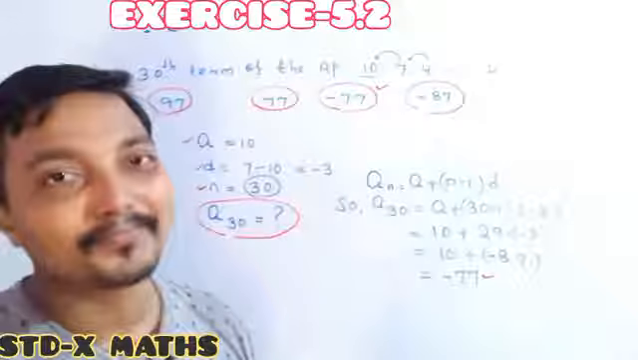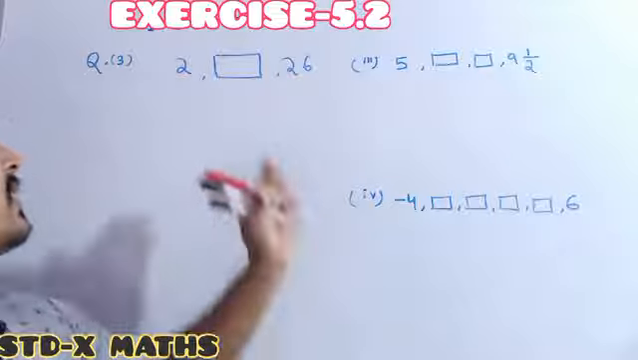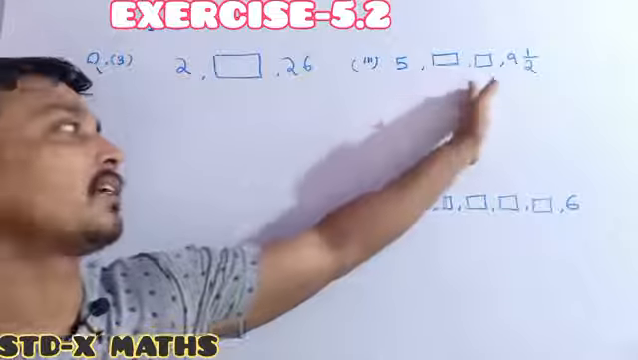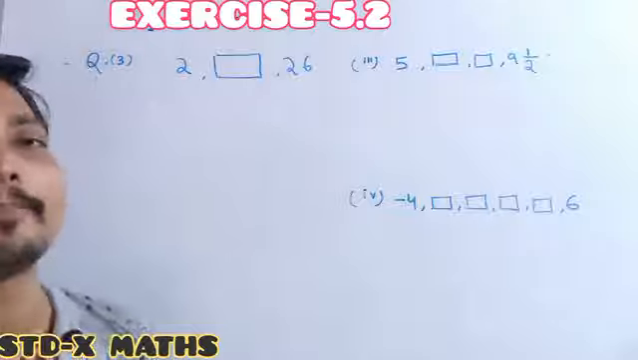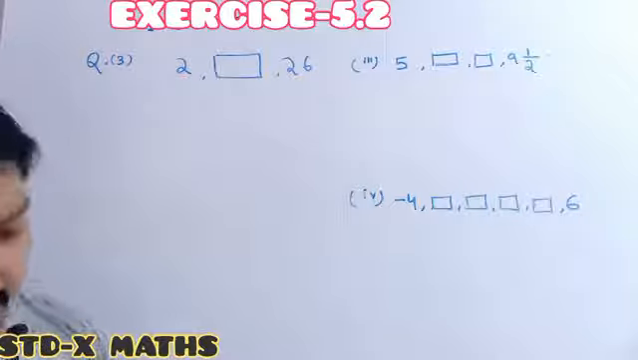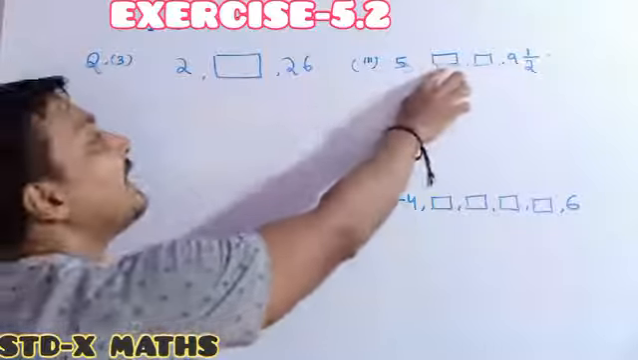Understood or not understood? In question number 3 it is given to fill in the blanks. Actually, the list of numbers is given in AP. How to find the next term? Listen, one important thing I want to tell you. Remember, any term we can obtain.